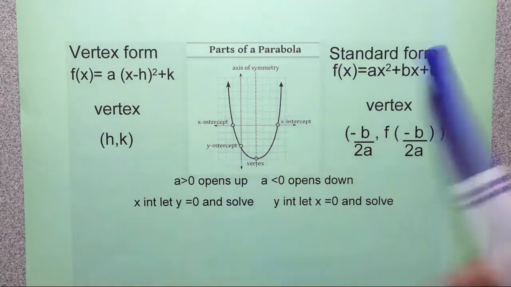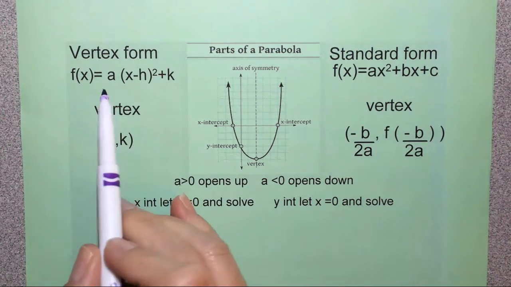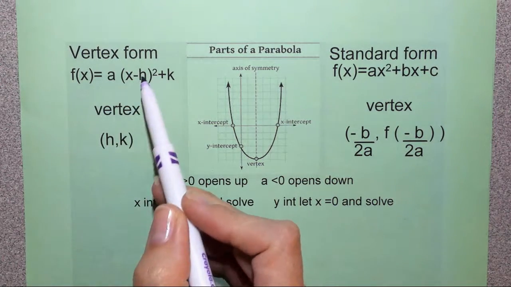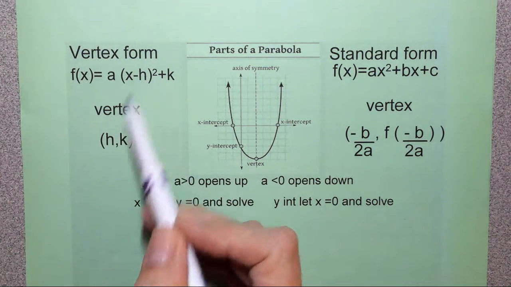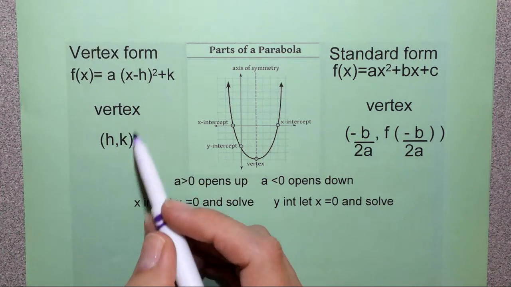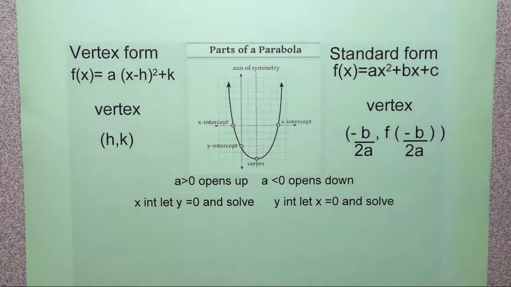We have the vertex form and we have the standard form. When you're writing your vertex form of a quadratic, your stretch is your A and it's written out front. The opposite of the x for the vertex goes in the parentheses. And then we're going to square it because it's a quadratic, and whatever the k is, you're going to either add or subtract from the back.